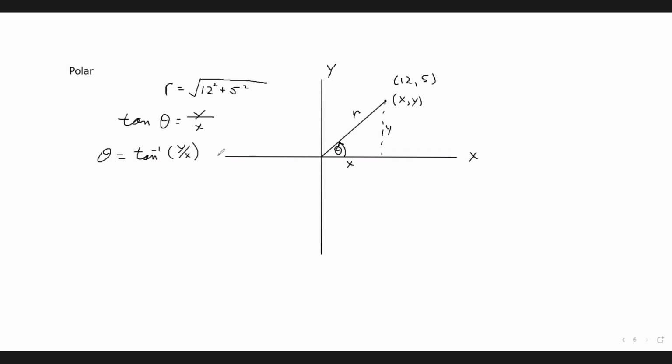So I want the arc tangent of 5 divided by 12. I get 22.6 degrees. So in this case, my theta is equal to 22.6 degrees. Now you can set your calculator to be either degrees or radians. And it is natural, and it will sometimes be necessary to use radians.